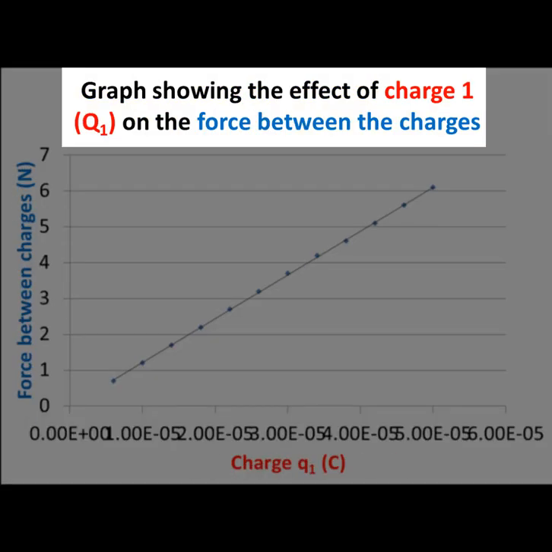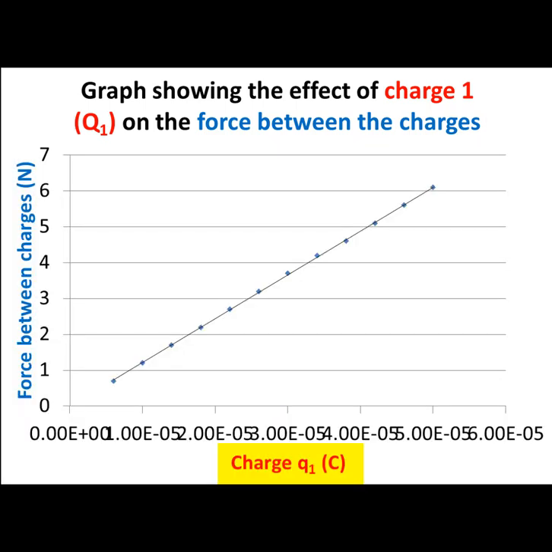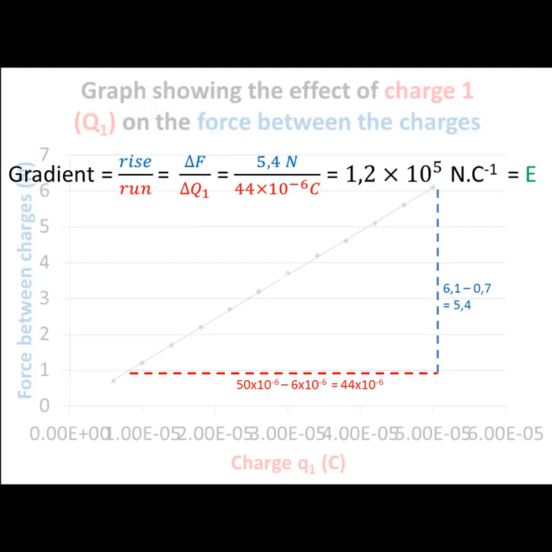This is a graph showing the effect of charge 1, or the magnitude of charge 1, if you like, Q1, on the force between the charges, or on the magnitude of the force between the charges. Our independent variable is the magnitude of charge 1, Q1, measured in coulombs. Our dependent variable is the magnitude of the force between the charges, measured in newtons. Let's calculate the gradient of this graph.